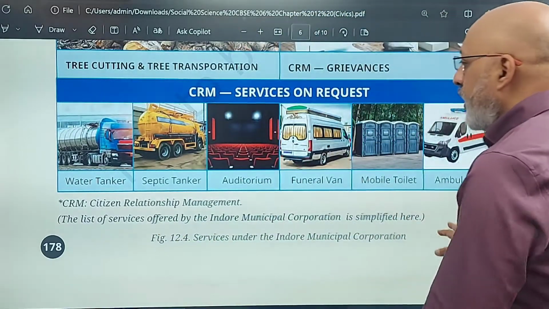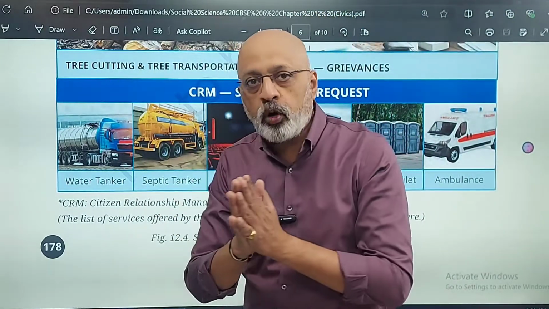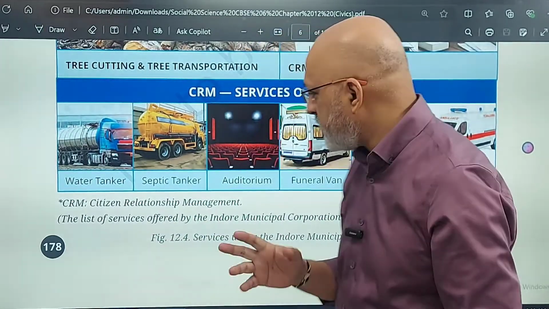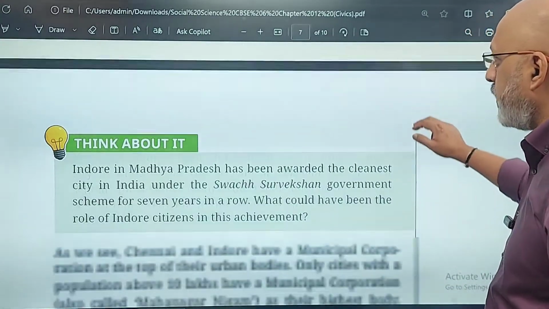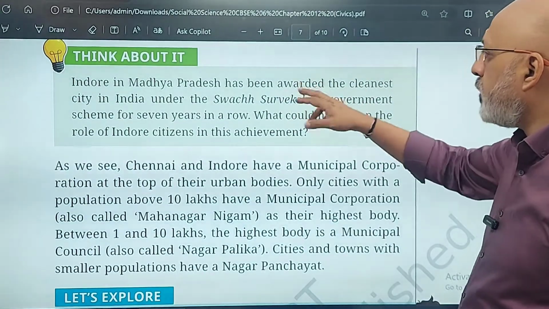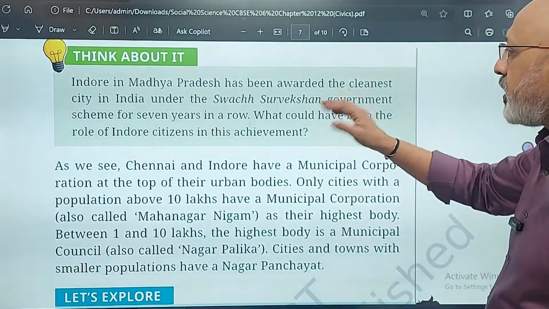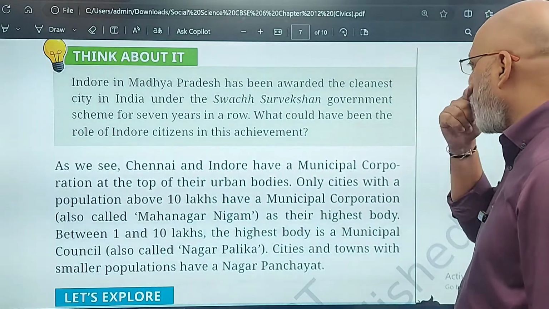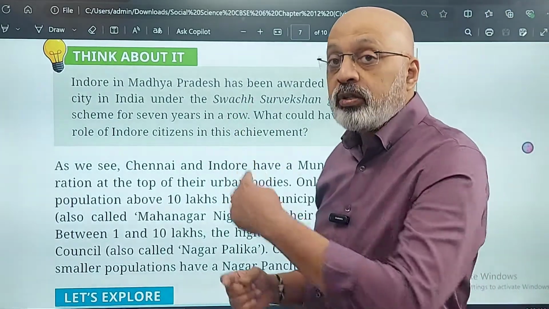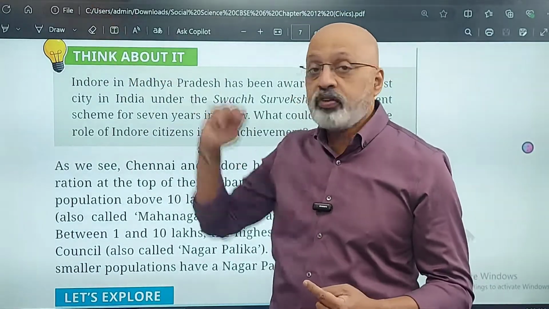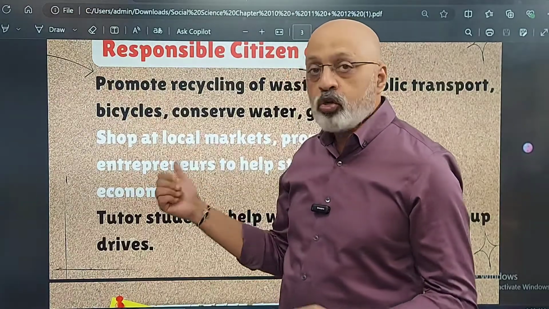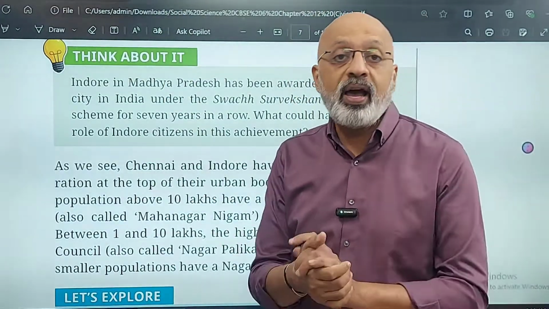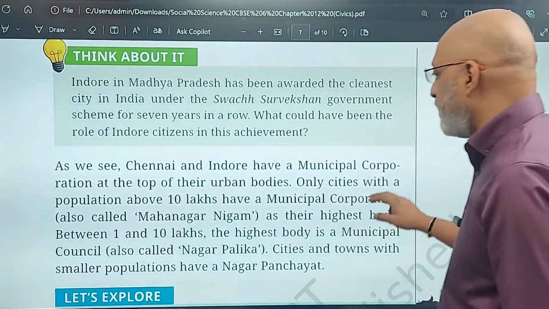So these are the different services which are provided by the Indore Municipal Corporation, and other municipal corporations will also be providing similar kind of services. Similar services बाकी Corporation भी provide करती है. Okay. So Indore in Madhya Pradesh has been awarded the cleanest city in India under the Swachh Sarvekshan government scheme for 7 years in a row. What could have been the role of Indore citizens in this achievement? Based on this, you can also talk about and mix it with what I have told you just now. यहाँ पे इसको और इसको मिलाकर you can write that because this is what the citizens of Indore must have been doing, which is why they have got the cleanest city award for 7 years in a row.